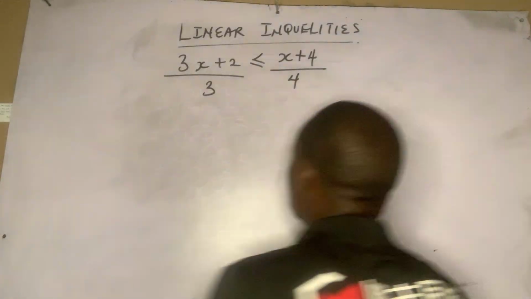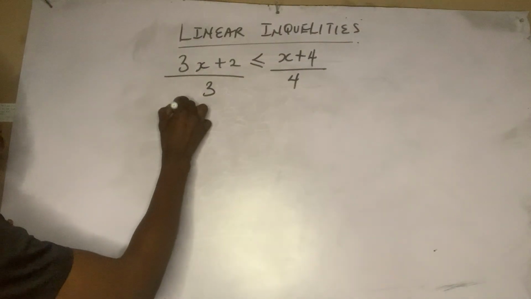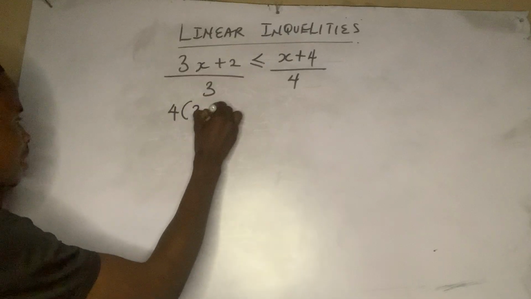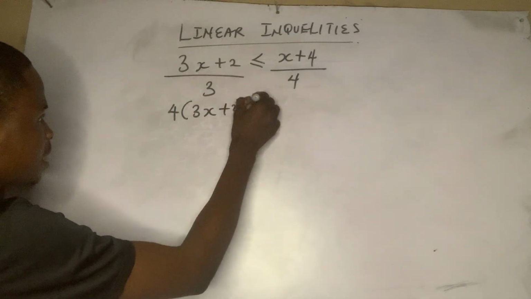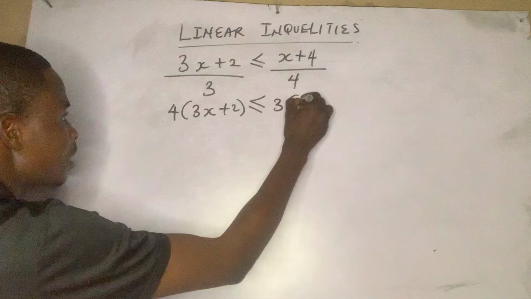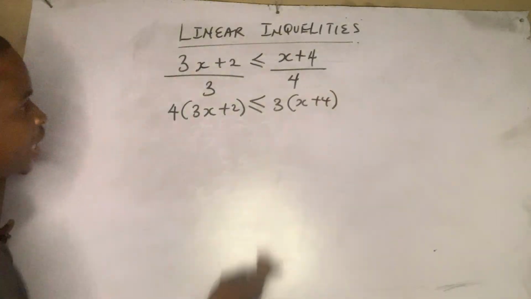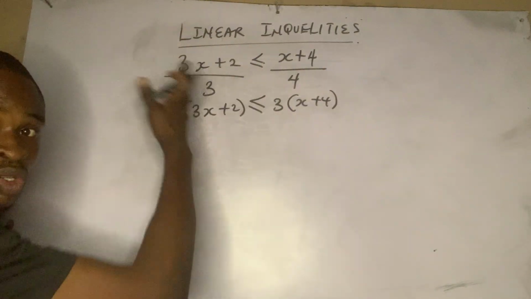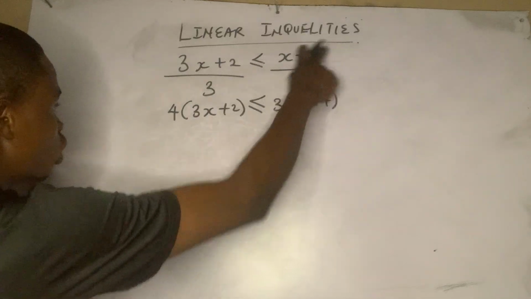Very simple. That means my 4 will come to this place and become what? 4 bracket 3x plus 2, then less than or equal to what? 3 bracket x plus 4. What did I do? I use this one to multiply this. That is cross multiplication. I use this one to multiply this.